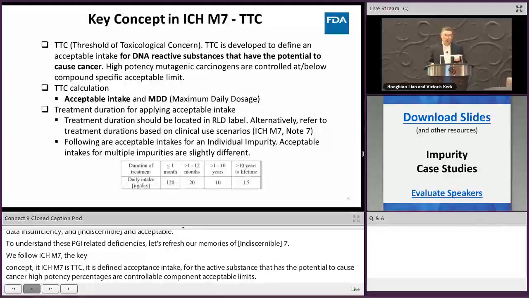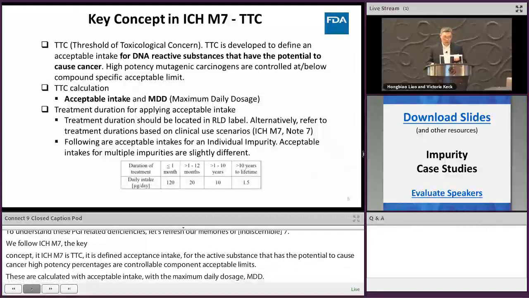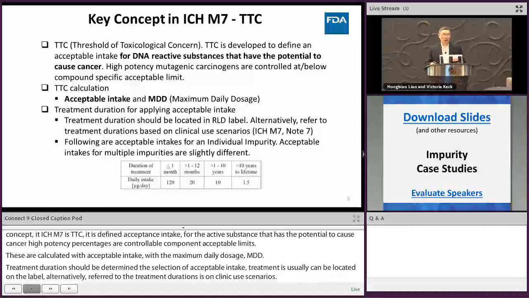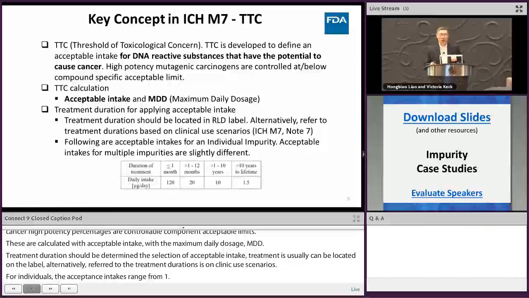Treatment duration should be determined prior to selection of acceptable intake. Treatment duration can usually be located in the RLD label. Alternatively, refer to treatment durations based on clinical use scenarios. For an individual PGI, the acceptable intakes range from 1.5 micrograms per day for lifetime treatment to 120 micrograms per day for treatment less than 1 month.